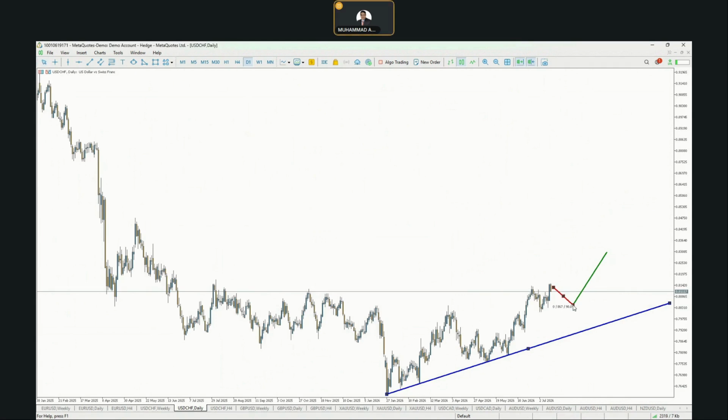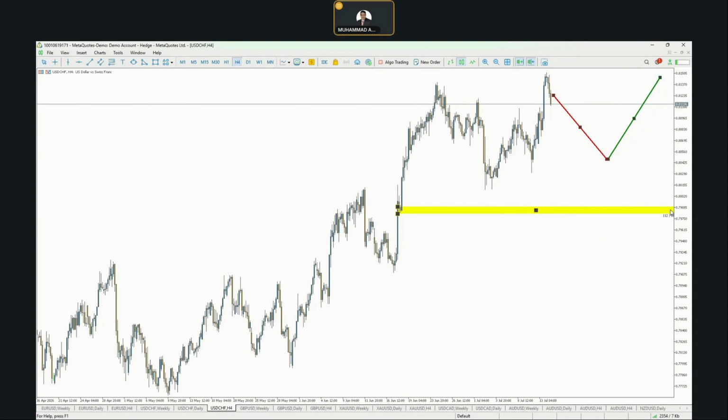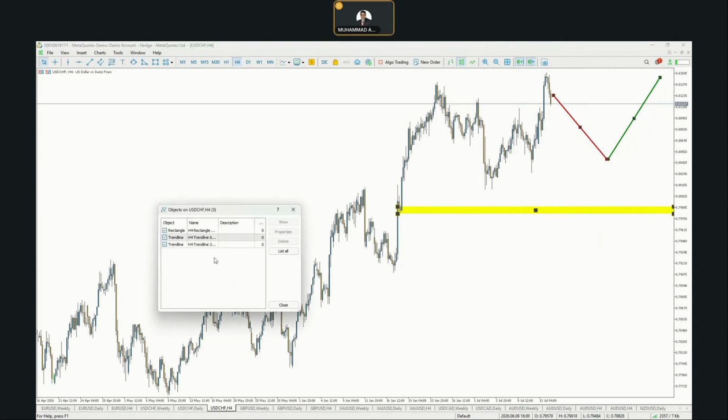So the trend is up over here. Maybe on a short-term basis, USD Swiss franc is kind of trying to drop over here. So we might get a decline in USD Swiss franc, but the overall trend is still up in the 4-hour time frame of the US dollar versus Swiss franc currency pair.